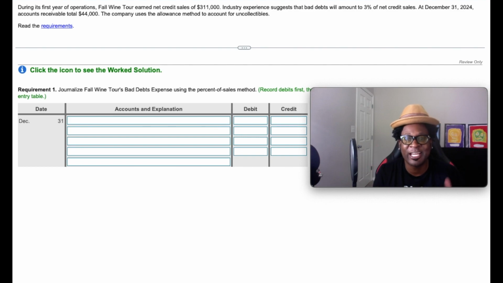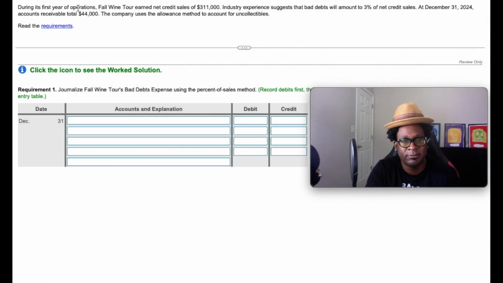Today we're going to take a look at a walkthrough problem on how to properly record under the allowance method by using the percentage of sales. So if you're unfamiliar with the allowance method or percentage of sales, don't fret gang, I'll drop a link for you to get up to speed in no time. So with that being said, let's get it.